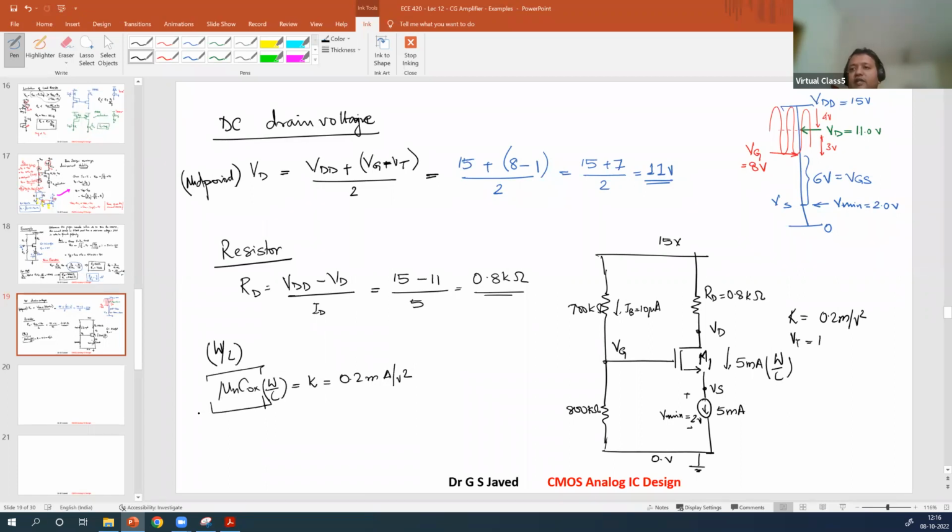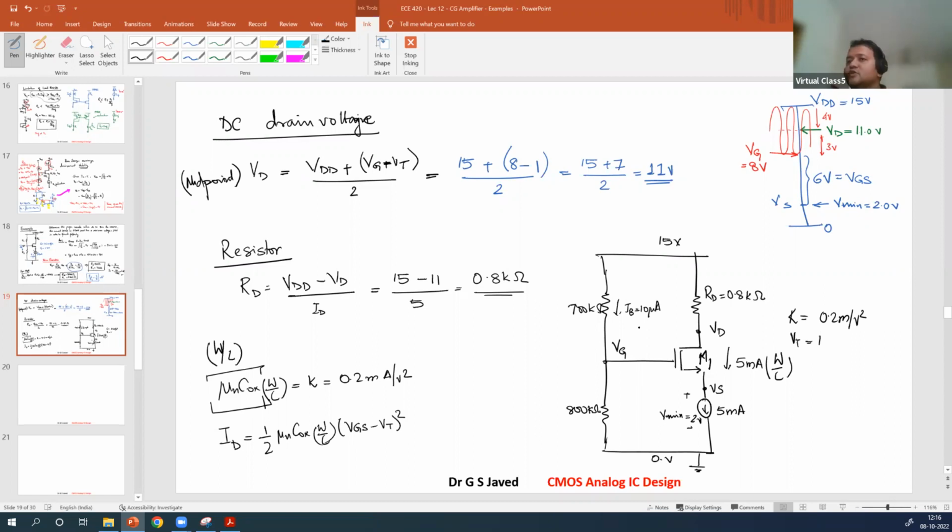So now to find this variable, you have another variable ID, which will give you half mu n Cox W over L, VGS minus VT the whole square. Right? So ID is there, 5 milliampere, VGS minus VT, 6 minus 1, 5 is there. So from ID and these two, you will get this value. Essentially, it will reach the same. So there is no way of finding W by L without knowing the mu n Cox value. So when you get the mu n Cox value, then you can identify the geometry of this M1 device also.